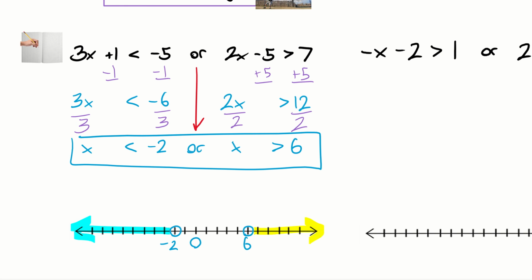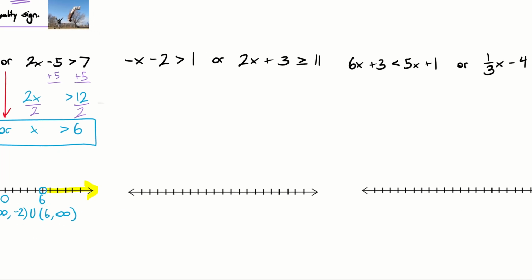Beautiful. In interval notation, lots of negative and positive infinities with or compound inequalities. That's typically going to be the case because of the 2 kind of branches that you're graphing here. Parentheses negative infinity, comma, negative 2, parentheses, or, which is the union, parentheses 6, comma, infinity, parentheses. Boom. Done. Not bad.